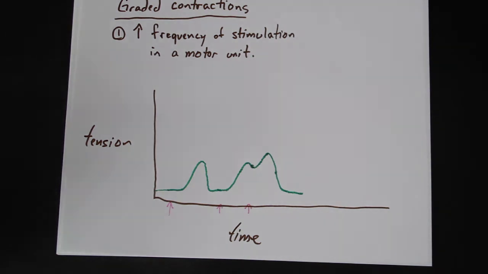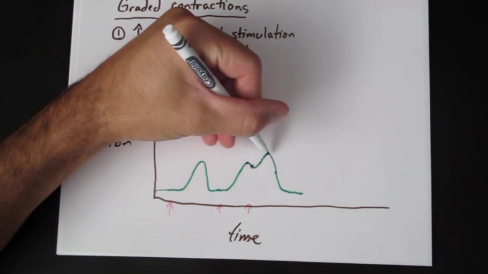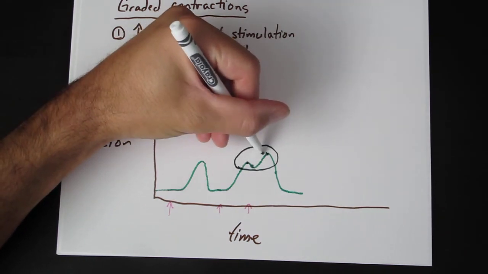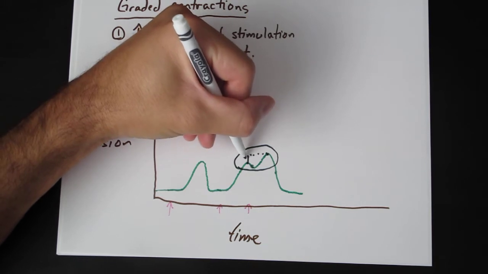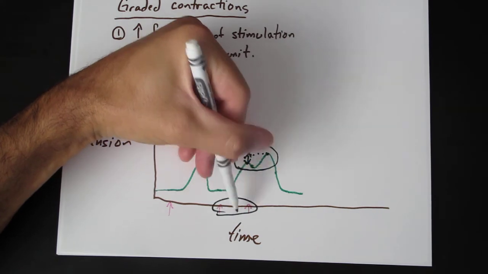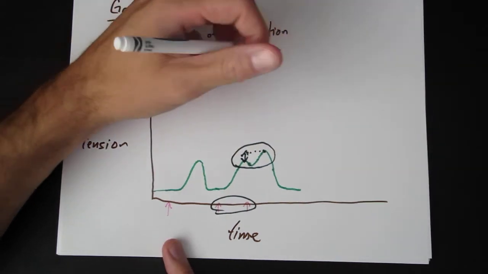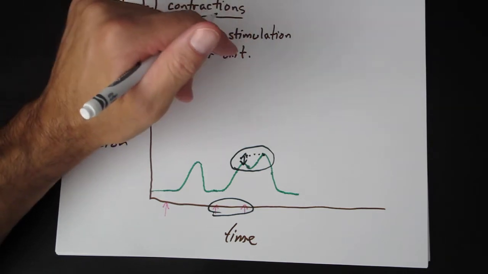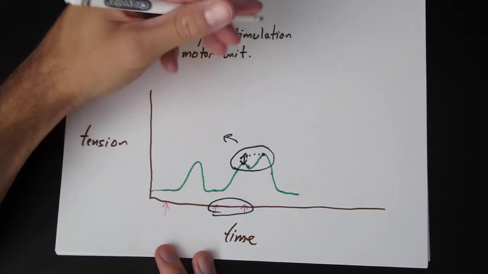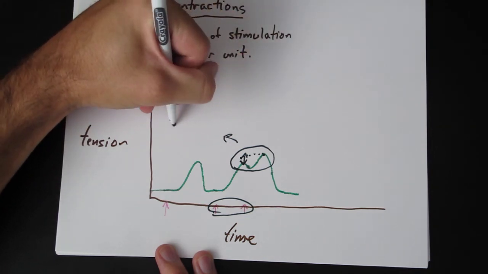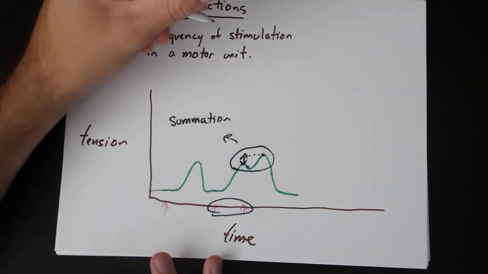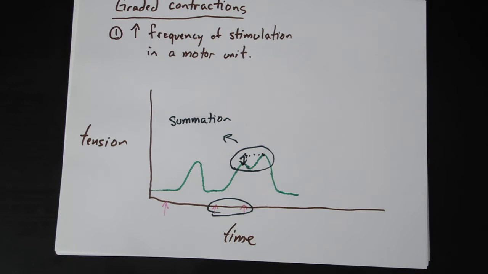What I did here is I took one contraction and I added a second one onto it, right? So we have this sort of delta right here, this sort of difference in tension because I increased the frequency of stimulation, all right? What I've essentially done is I've added two muscle contractions together. When I add two things together, what do we call that? We call it summation. All right, we call that summation. And that's what's occurring here.